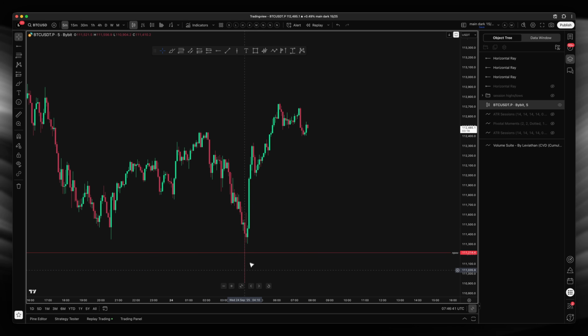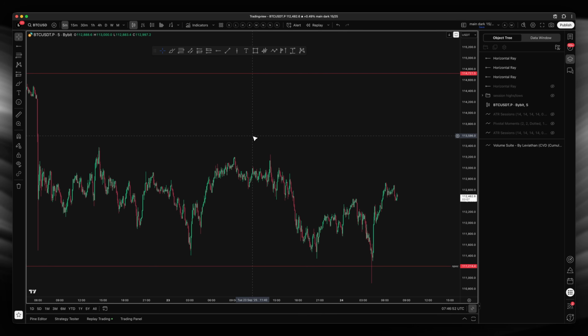But same here, it's not an ideal wick to the downside, but we'll see how it goes. Look for partial fills. This is technically still partially filled, but you'll see how it goes from here.